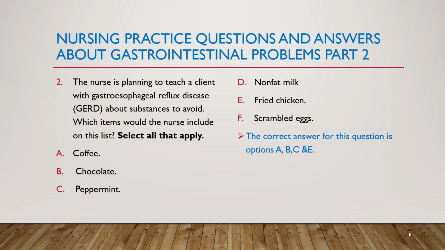So the correct answer for this question is options A, coffee. Option B, chocolate. Option C, peppermint. And option E, fried chicken.